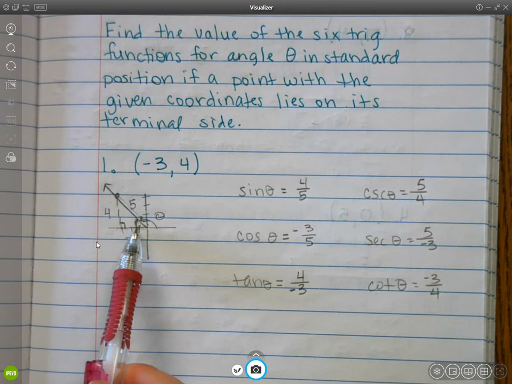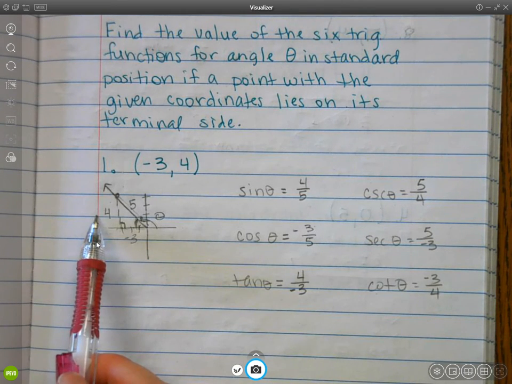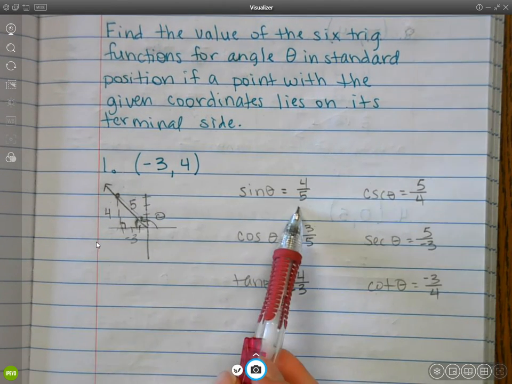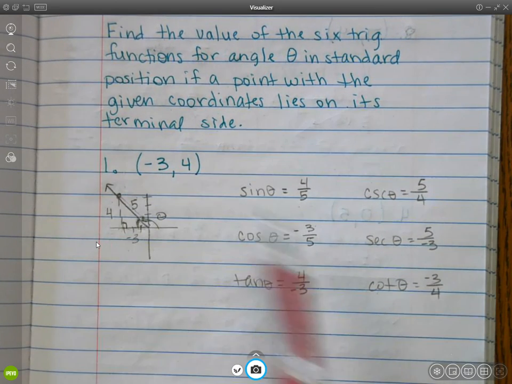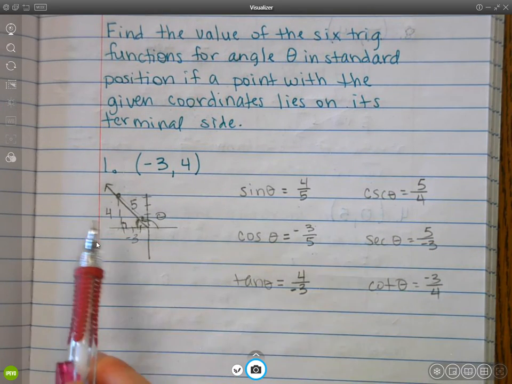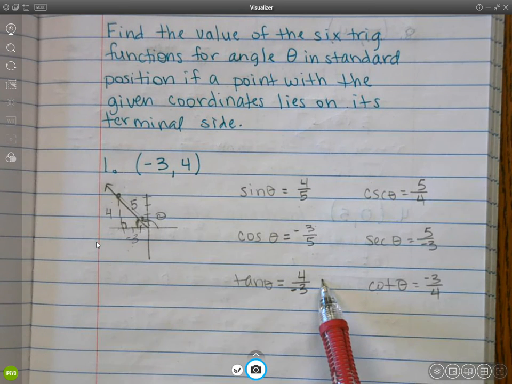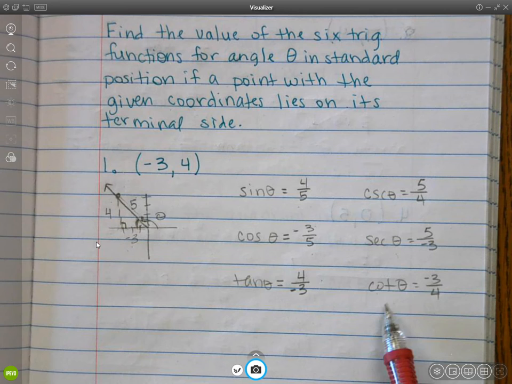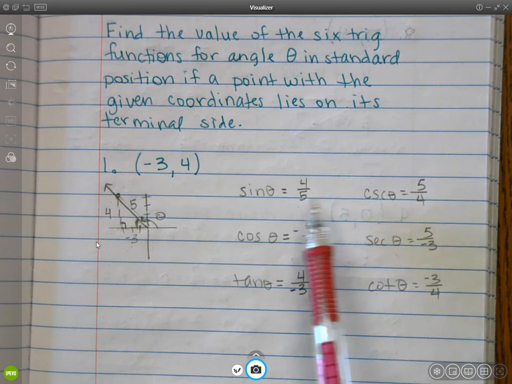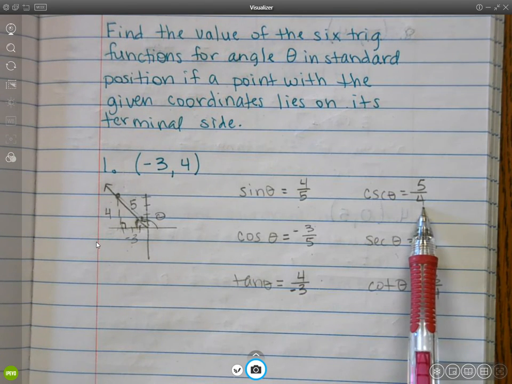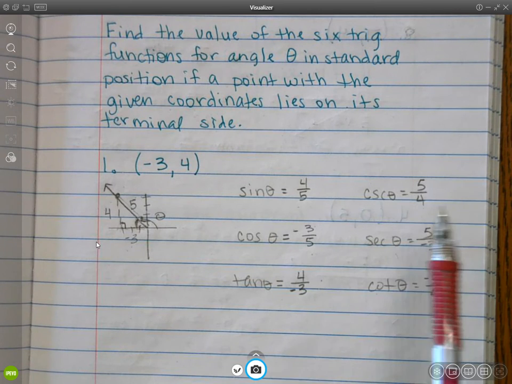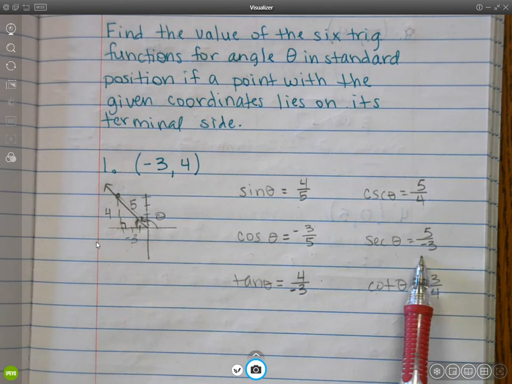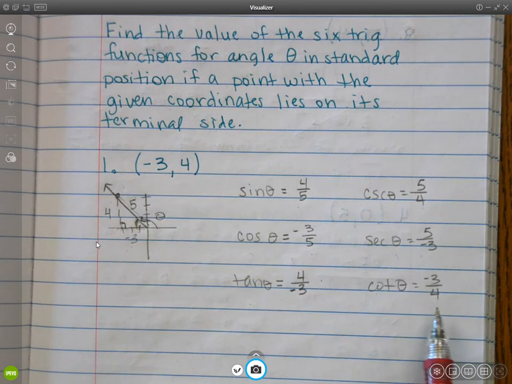So from this angle, you would have opposite over hypotenuse is 4/5, adjacent over hypotenuse is -3/5, opposite over adjacent is 4 over -3 or -4/3. And then cosecant, secant, and cotangent are just the reciprocals of those. So the reciprocal of sine gives us 5/4 for cosecant. The reciprocal of cosine gives us -5/3 for secant. The reciprocal of tangent would give us -3/4 for cotangent.